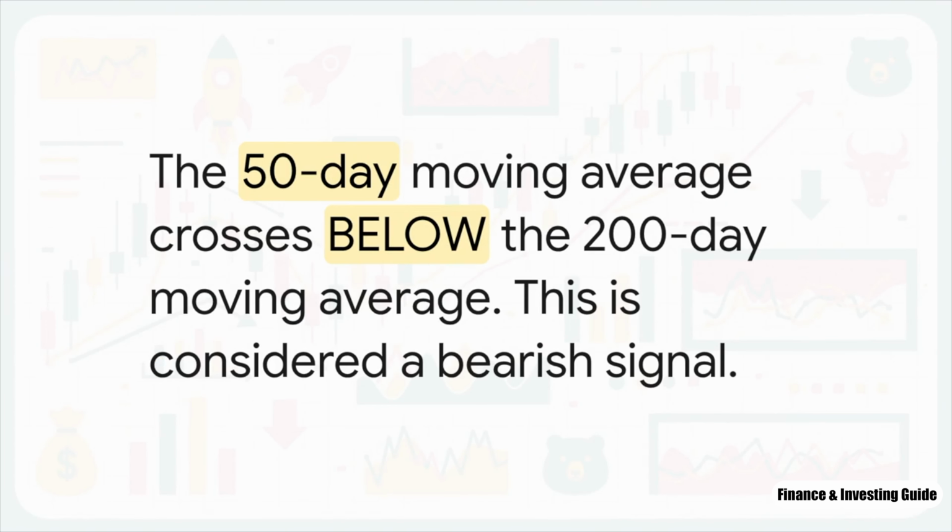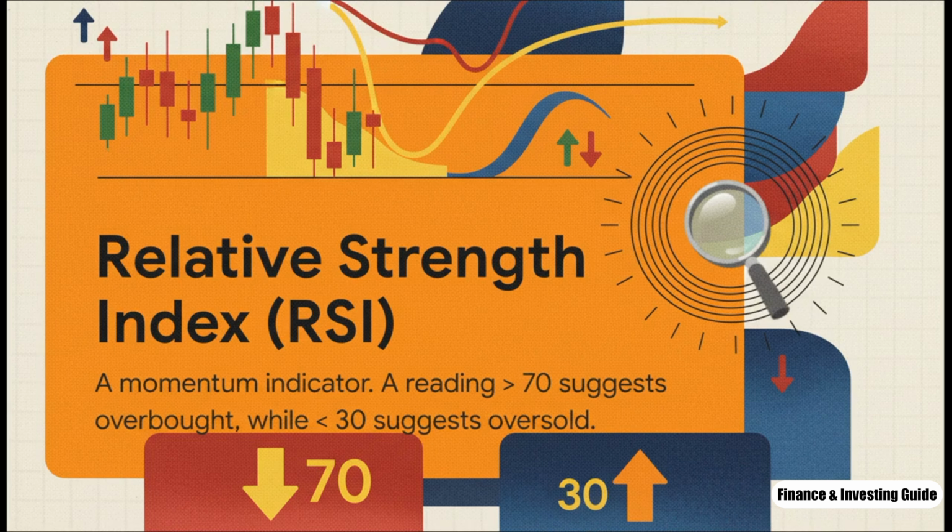And then you have the opposite, the death cross. Yeah, the name says it all. This is when that 50-day line crosses below the 200-day. As you can probably guess, this is a big red flag, a major bearish signal that could be warning of a serious downturn. Okay, one last tool for your starting toolkit, the RSI, or Relative Strength Index.